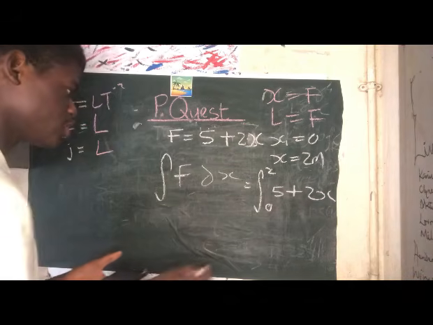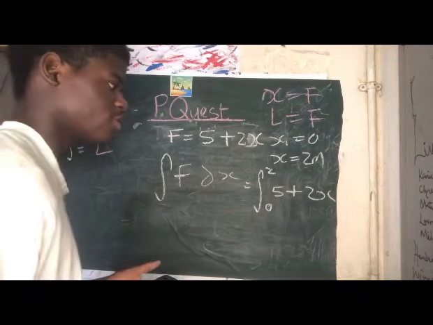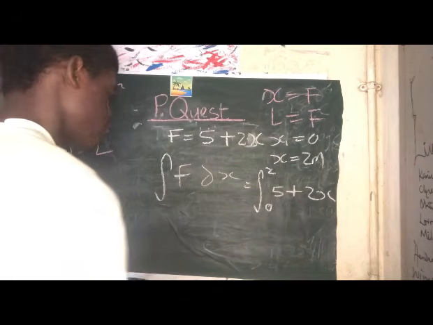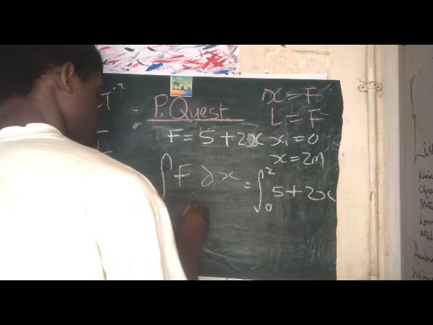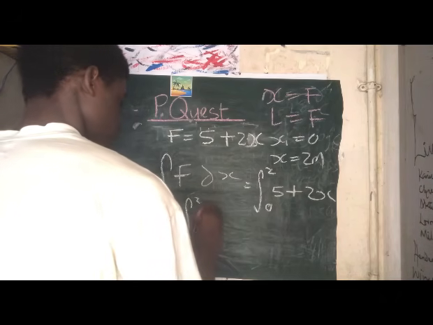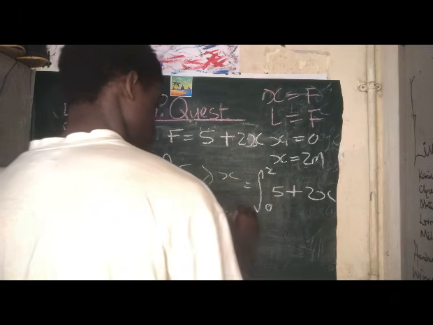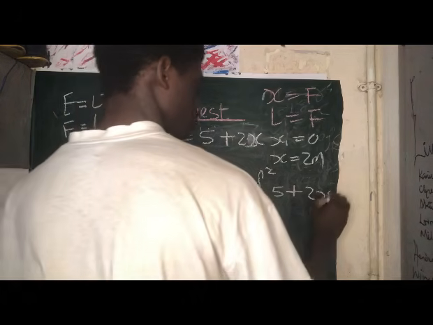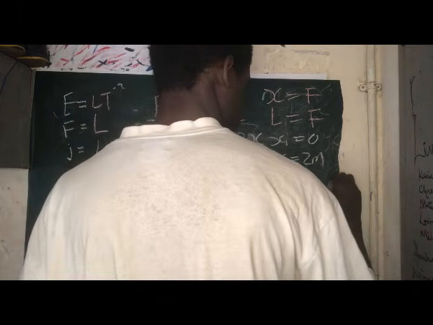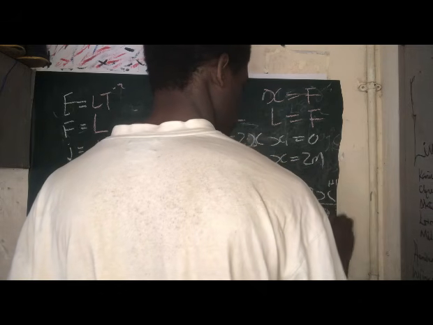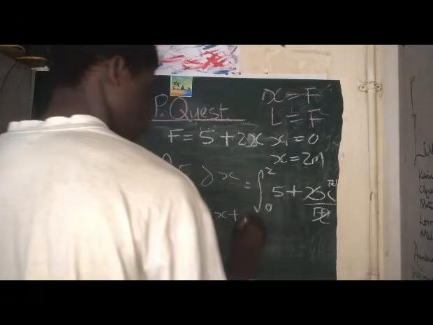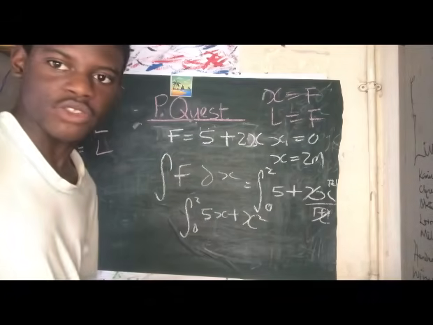So okay, let's integrate. If you integrate a constant, you get 5x, the value times the variable. That will be 5x plus, when you integrate 2x, you get 2x squared over 2. The 2 cancels, so that's x squared. Hope you guys understand the integration.